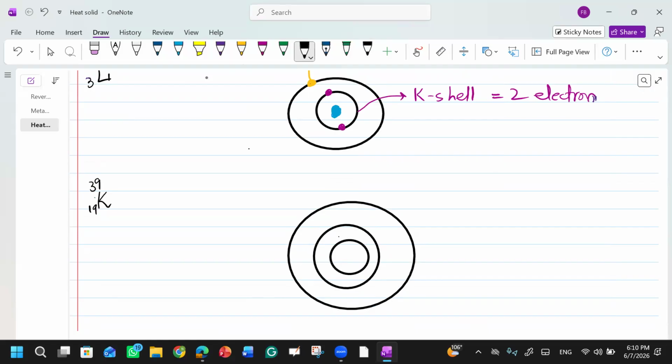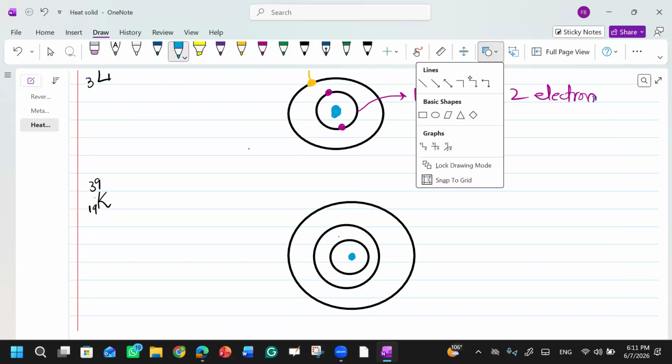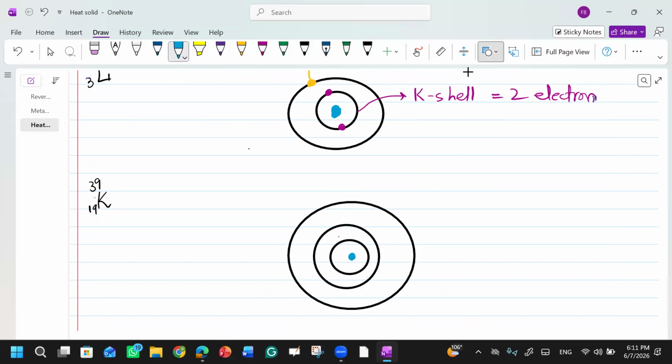Okay, this is for the potassium. In the center we have the nucleus. In the nucleus, what are the things which reside in the nucleus? The two electrons? In the nucleus we have neutrons and protons. There are always neutrons and protons in the nucleus.